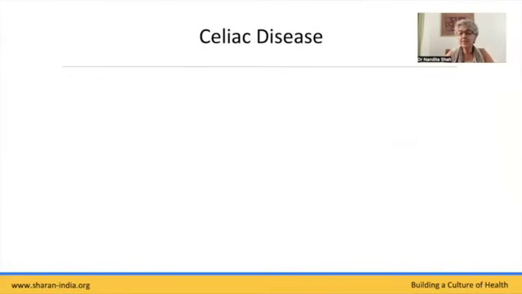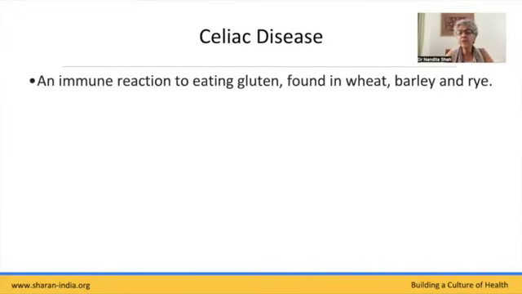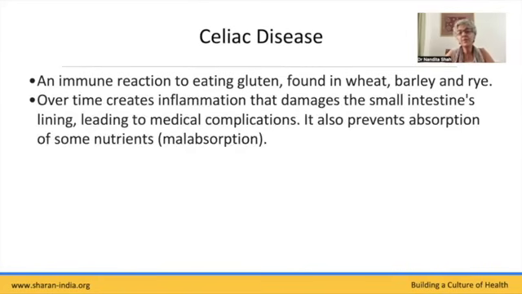And then celiac disease. Celiac disease is an immune reaction to gluten, which is found in wheat, barley, and rye. And you saw from Manish's case that autoimmune diseases can be more than one in one person, which is why it's wise to avoid gluten in autoimmune diseases anyway, because it causes a reaction. Over time, it creates an inflammation that damages the small intestine lining. So just to be clear, Crohn's affects the whole digestive tract.